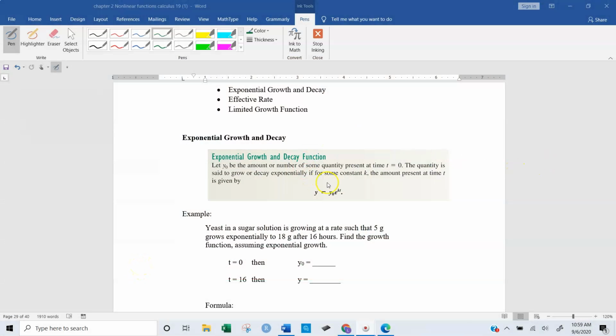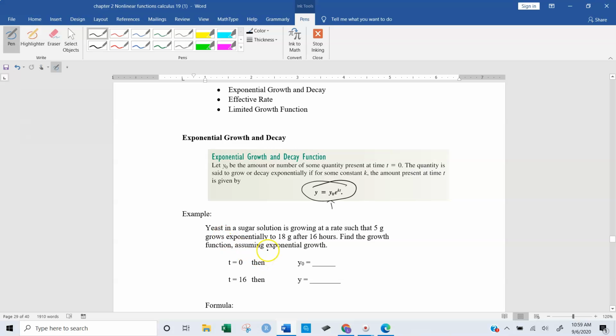All right, when you look at your growth and decay model, it's always this form. This part doesn't change. Y sub 0 is your initial. It's always exponential, and it's always a continuous growth, so it's e. K is your constant of variation, and t is time. So if k is greater than 1, it is a growth. If it's less than 1, then it's a decay.